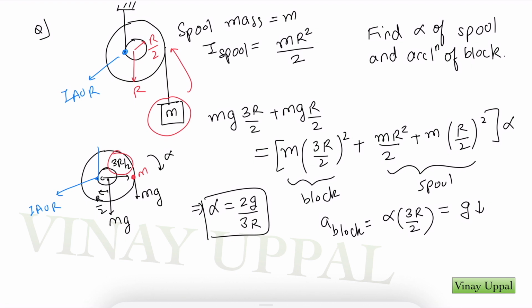So we have not even talked about the tension in either of the two strings. If you do it in the traditional way, you'll have to involve the tension in this blue string, the tension in this red string. That will be two variables. Then you'll have to involve the acceleration of the block, the acceleration of the center of the spool, and the angular acceleration of the spool. You can see that will be like 5 variables and 5 equations. So a lot of time and effort has been saved using this cute method.